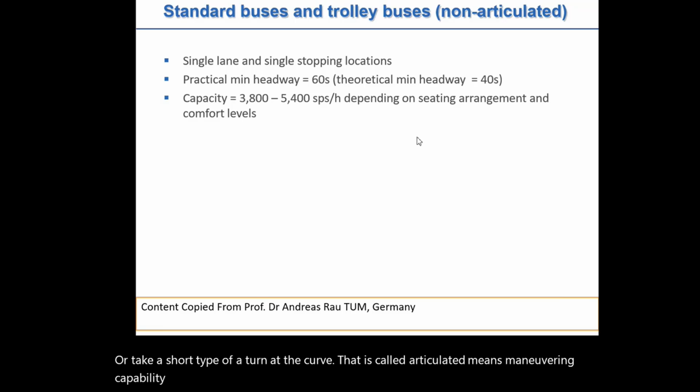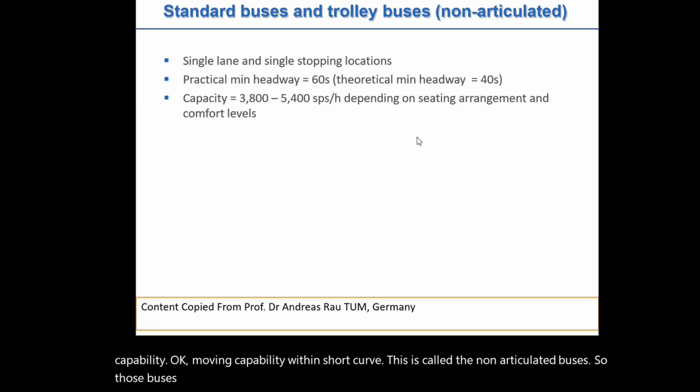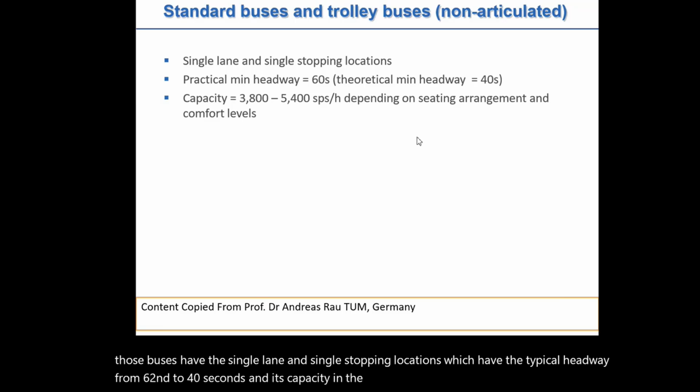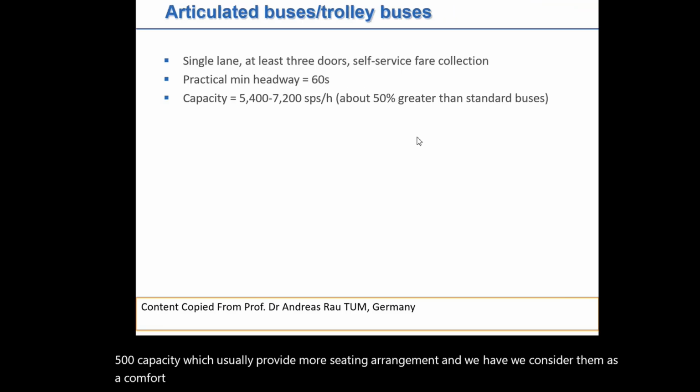Okay, moving capability within short curve. This is called the non-articulated buses. Those buses have a single lane and single stopping locations, which have a typical headway from 60 seconds to 40 seconds, and its capacity per hour is almost 5,500, which usually provides more seating arrangement, and we consider them a comfort level of service.